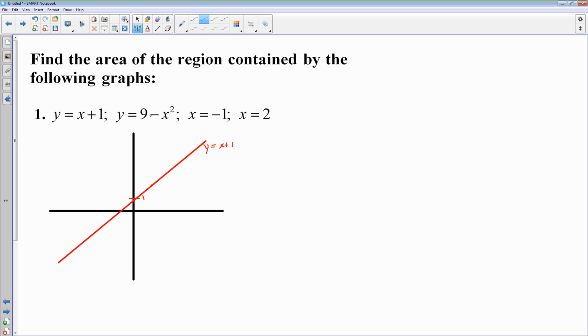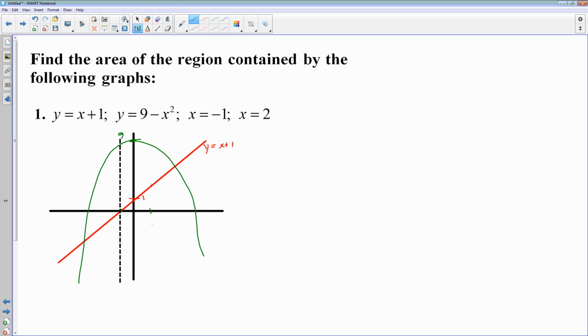And then we have the parabola y equals 9 minus x squared, which is a parabola opening down, shifted up 9 units. So I know that parabola is going to look something like this. And then we have the lines x equals -1, which is going to actually hit right here. So we have two vertical lines. X equals -1 right here, and x equals 2, which I wonder where 2 is going to hit.